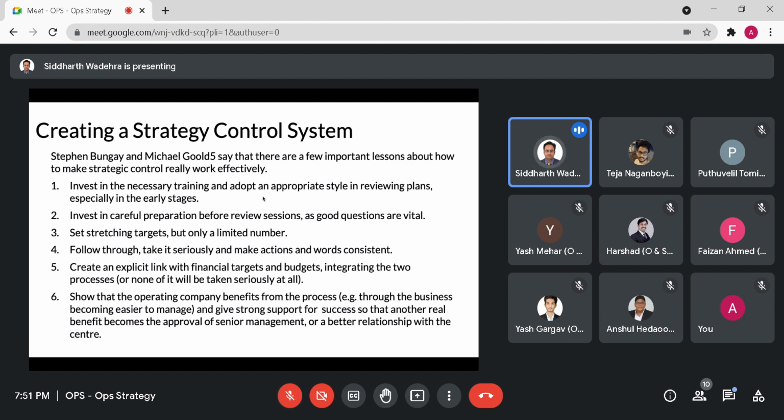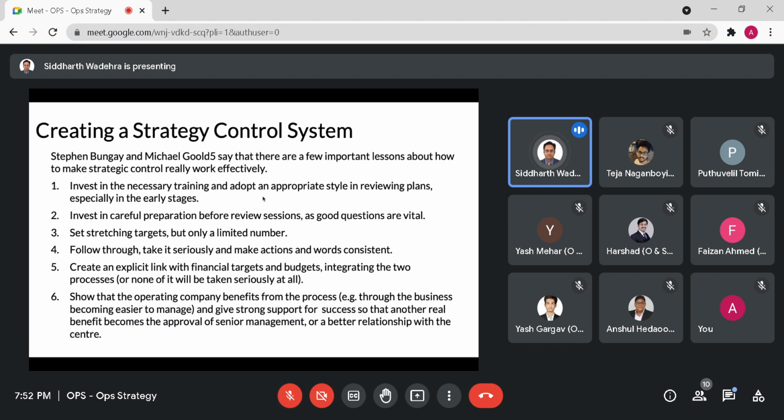So it could be a financial metric, or it could be as simple as the 20 checkouts a person at Tesco performs, and maybe if you calculate it, it's probably 5 minutes per checkout, and maybe that's a stretching target. So this paper advocates having stretching targets to ensure that some of the resources are stretched to their maximum potential. Follow through, take it seriously, make actions and words consistent. Very important. Easier said than done.